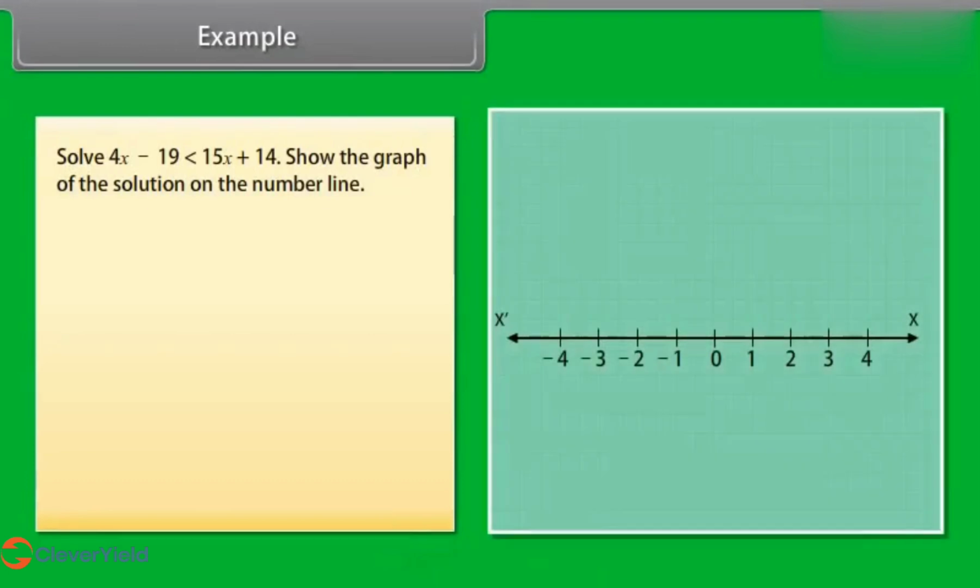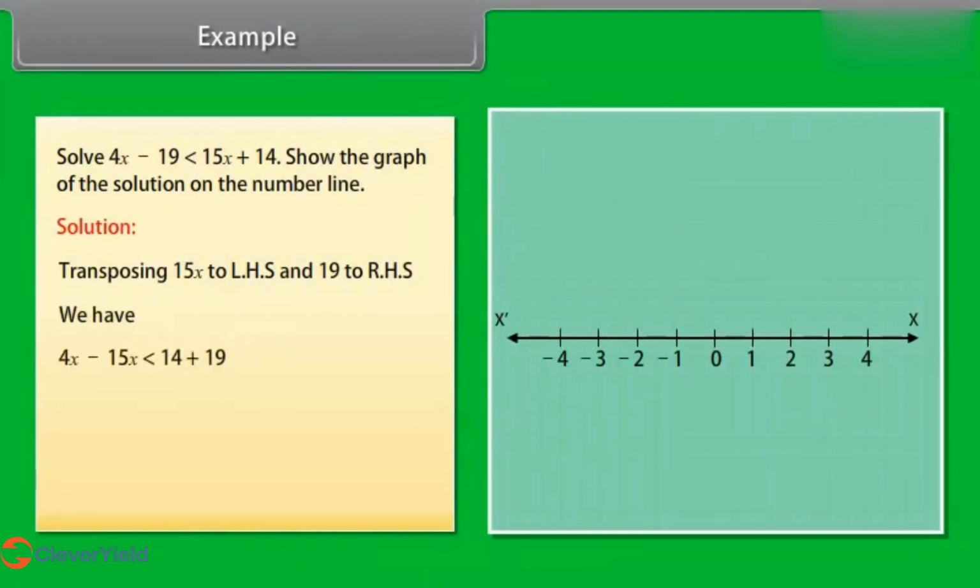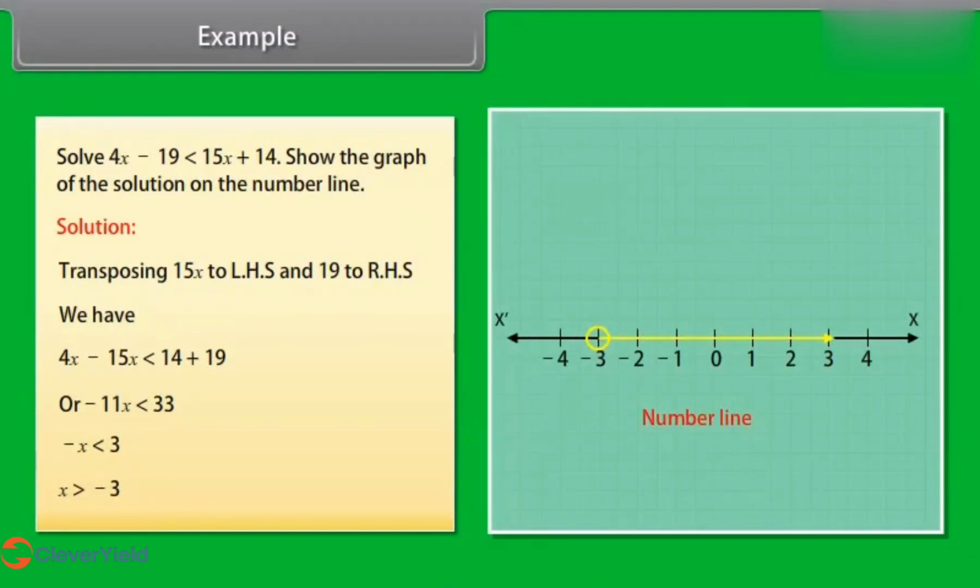Example. Solve 4x minus 19 less than 15x plus 14. Show the graph of the solution on the number line. Solution. Transposing 15x to LHS and 19 to RHS, we have 4x minus 15x is less than 14 plus 19, or minus 11x is less than 33. Minus x is less than 3. x is greater than minus 3. This inequality is shown on a number line. First, we draw an open circle because x is not equal to minus 3, and an arrow to the right because we want values greater than minus 3.